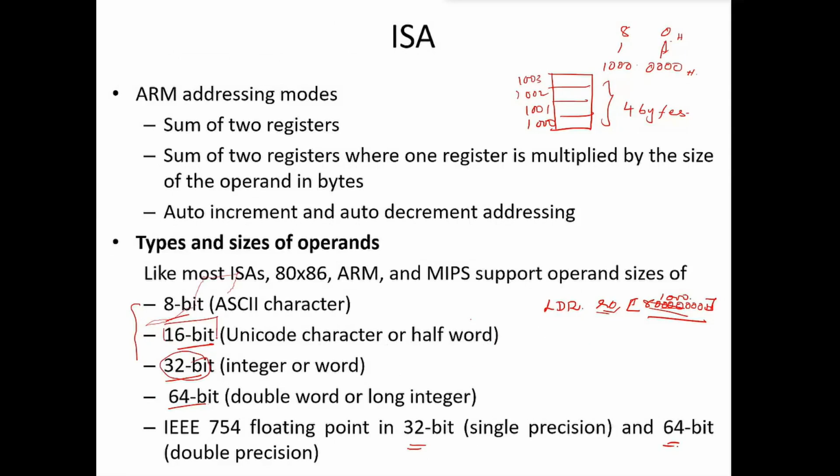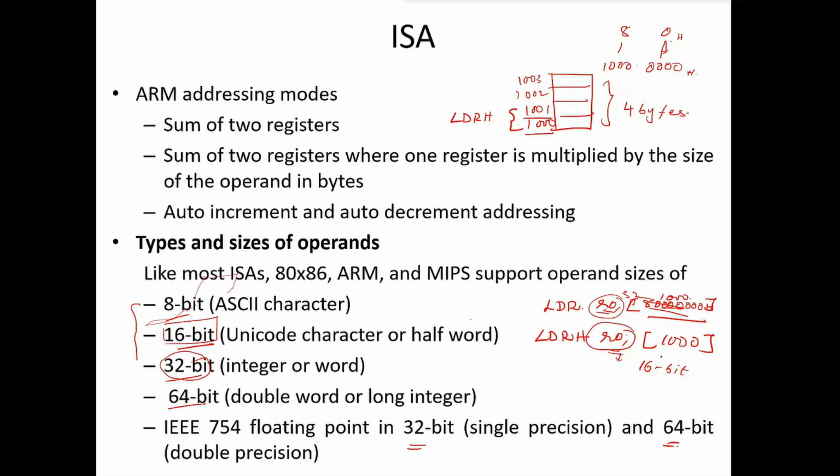Suppose you want to load 16-bit. You have a separate instruction for this, LDRH R0, 1000. LDRH is like half word. It will take the data from these two bytes and put it into the R0 register. So in this case it is going to be 32-bit, and in this case it is going to be 16-bit.